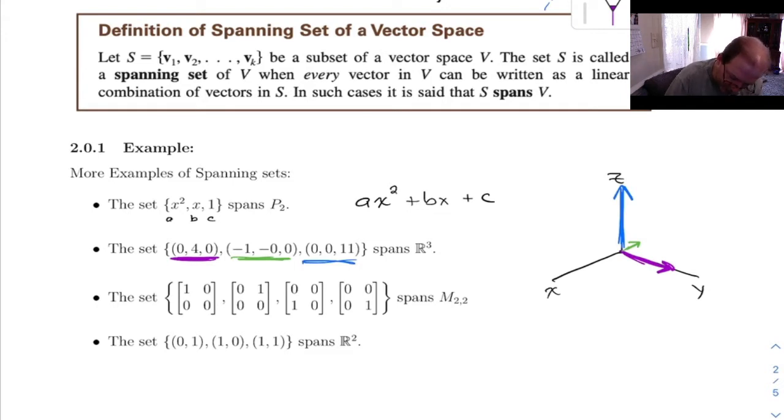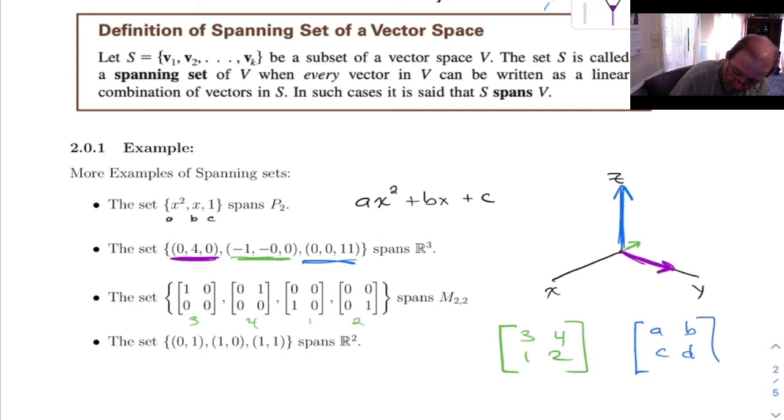Okay, this next one, this set spans M22 because you can get any 2x2 matrix. You get this matrix by choosing these for your coefficients. And in general, you can get the matrix A, B, C, D by picking these as your coefficients here. So those do span M22. You can get any 2x2 matrix you want by adding multiples of those guys together.